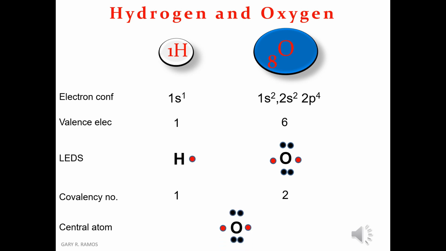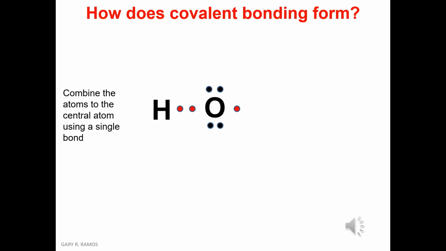After solving the covalency number of both hydrogen and oxygen, we're going to determine the central atom. In determining the central atom, we're going to consider the atom which has the highest covalency number. And in this case, the atom that has the highest covalency number is oxygen, meaning the oxygen will be the center of the molecule. So let us now analyze how hydrogen and oxygen form covalent bonding.